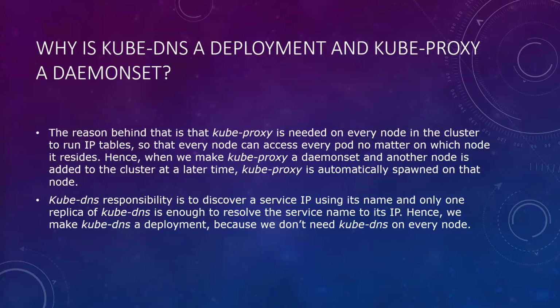But kube-proxy is not like that, because it should be part of all the nodes. It has to run the IP tables and monitor automatically whether any new nodes are coming or how the tables are working. Those things have to be managed by kube-proxy on every node, so that is why it is part of a daemon set, while kube-DNS is part of a deployment.